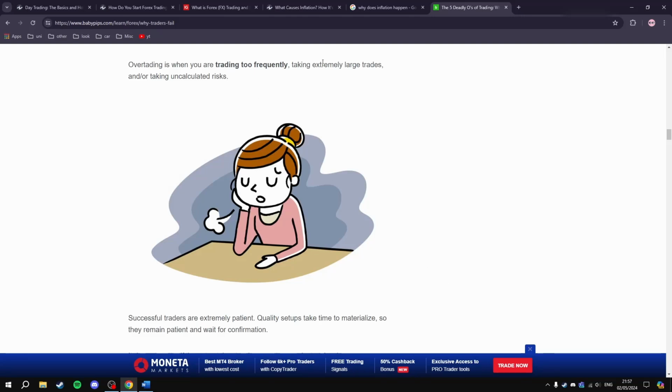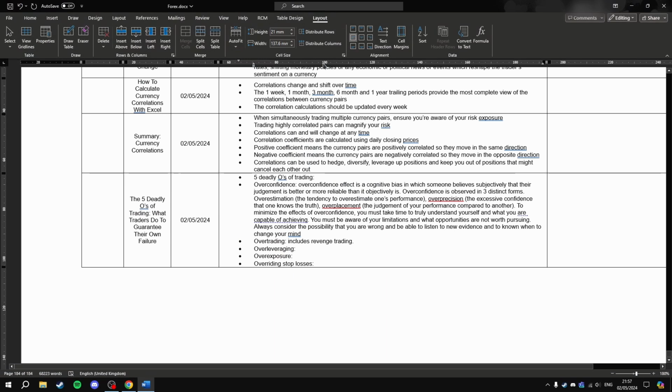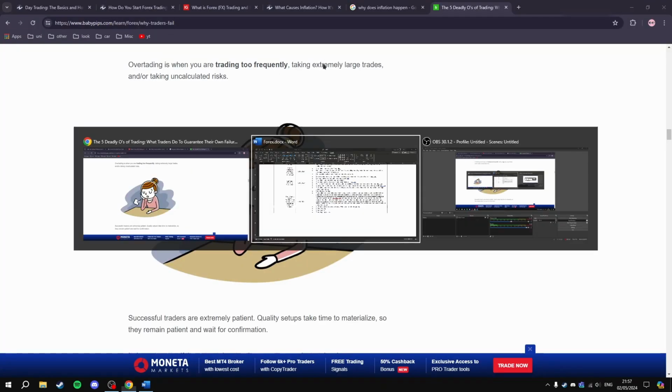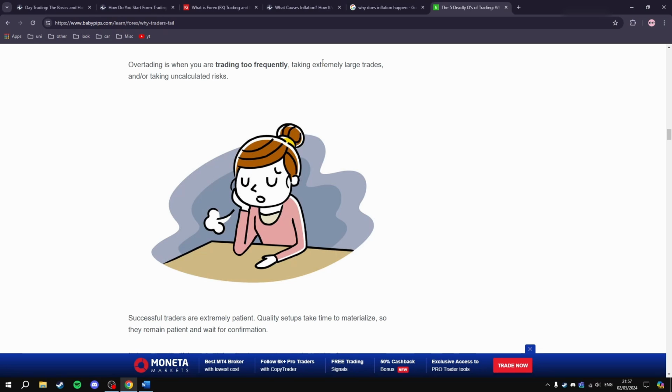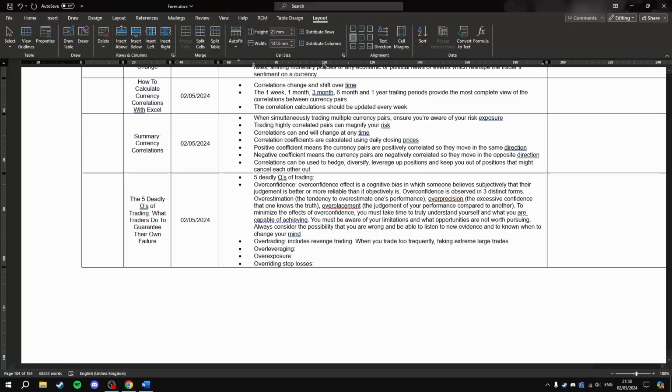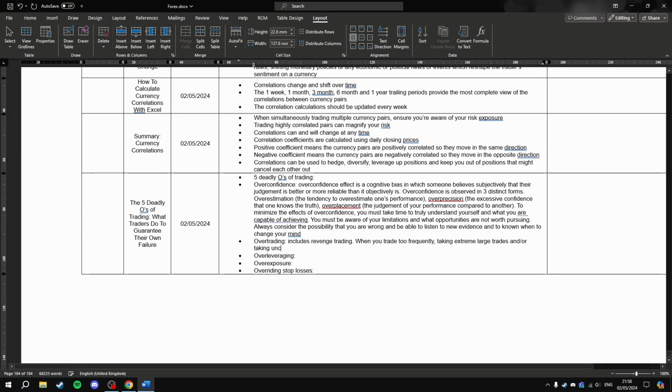Overtrading is when you're trading too frequently, taking extremely large trades, and or taking uncalculated risks.